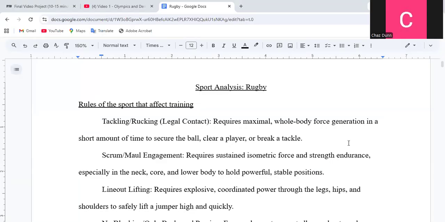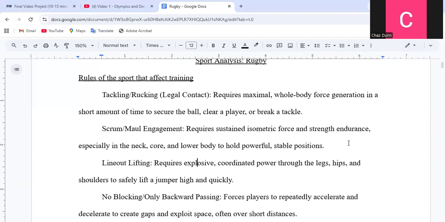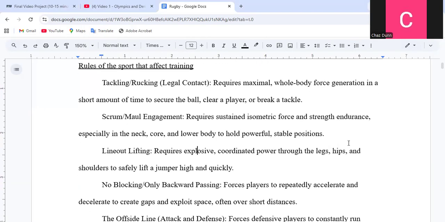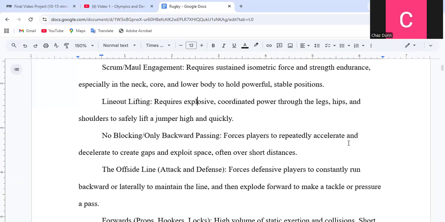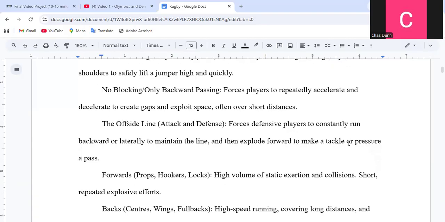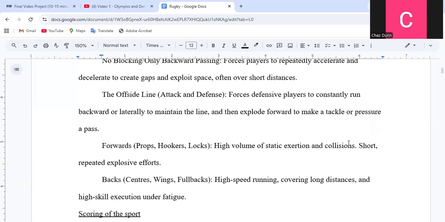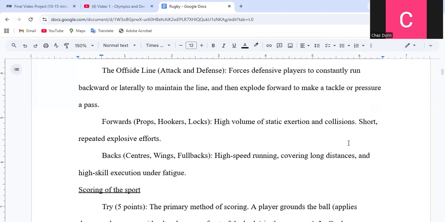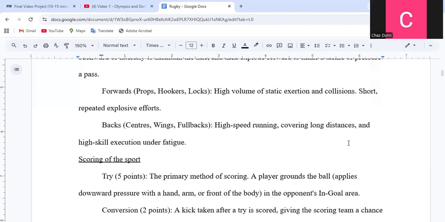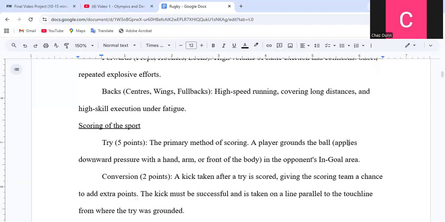Right, let's get into the sport analysis CEU of rugby. So some rules of the sport that affect the training include tackling, scrum, line out lifting, no blocking, the offside line. You have the forwards positions, which are props, hookers, and locks. You have the backs, which are centers, wings, and fullbacks. We'll get into more detail soon.